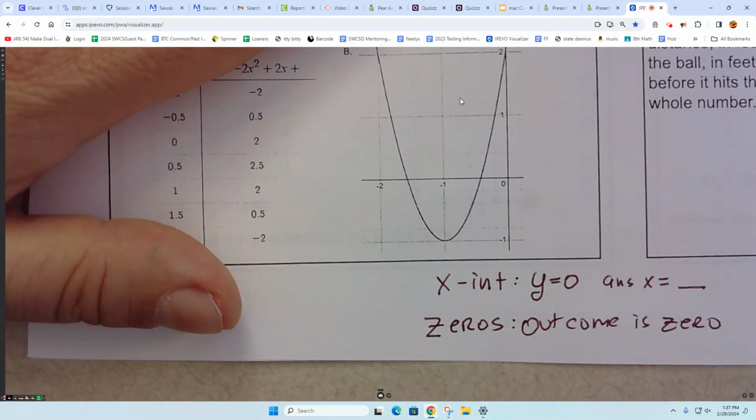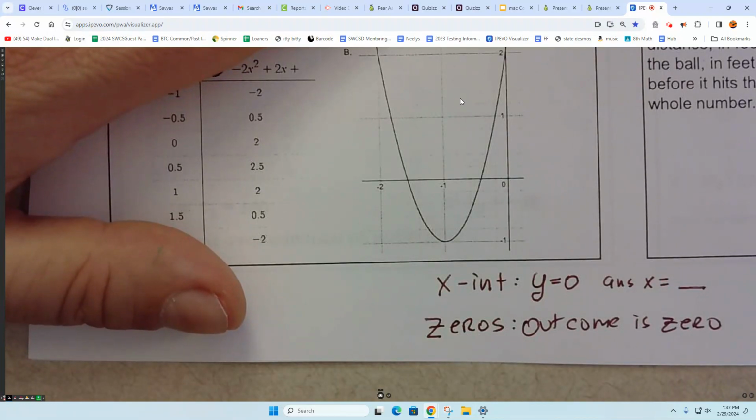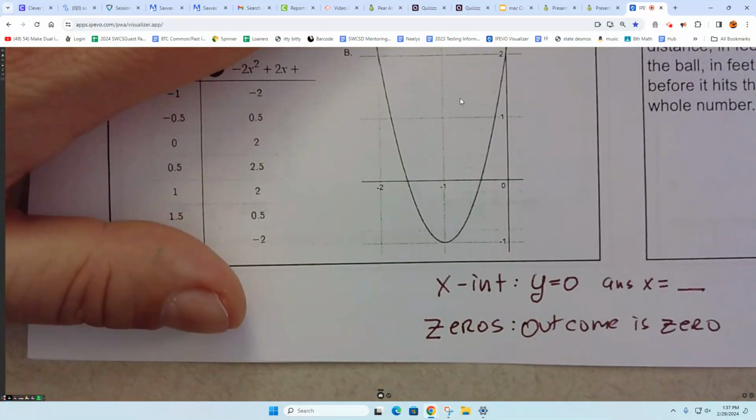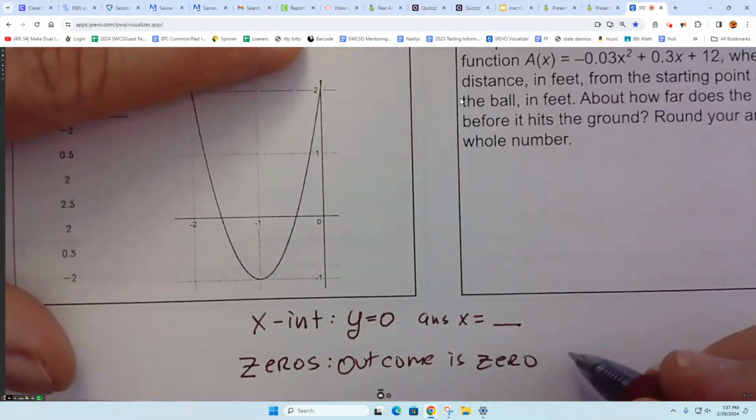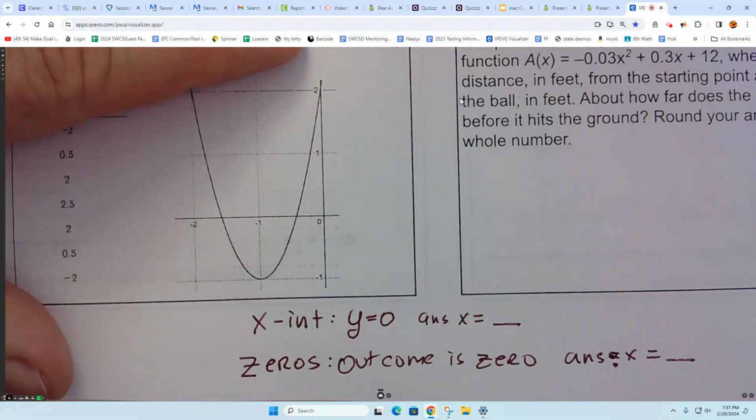Essentially, it's the exact same thing. In my mind, if you went to a math teacher or a college student who studies this and you said, find the x-intercepts, and they found them, and then you said, now find the zeros, they're going to give the same answer. So we want to know x equals what, when the outcome is 0.